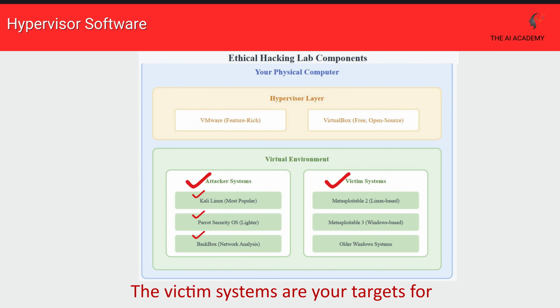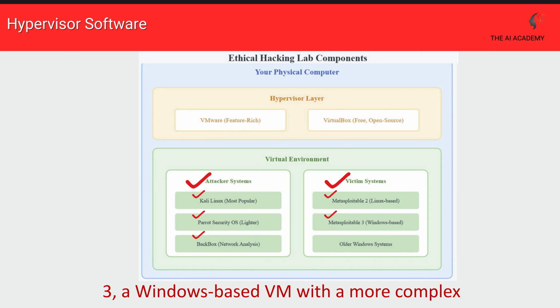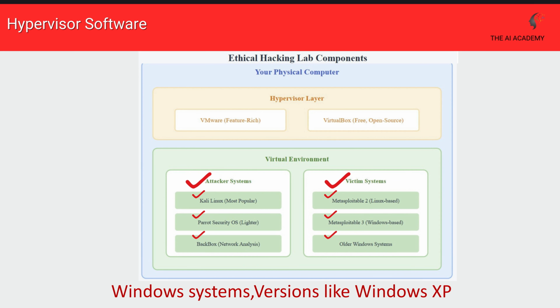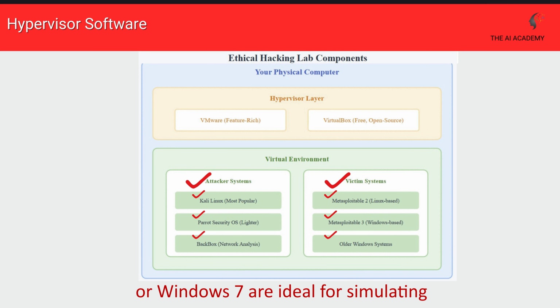The victim systems are your targets for practice. These intentionally vulnerable machines let you simulate attacks and understand how to exploit and secure systems. For example, Metasploitable 2, a Linux-based VM with well-known vulnerabilities, perfect for beginners. Metasploitable 3, a Windows-based VM with a more complex setup and vulnerabilities. Older Windows systems, versions like Windows XP or Windows 7, are ideal for simulating outdated, insecure environments. By setting up these victim systems, you'll learn how to identify and exploit weaknesses in a safe, controlled manner.